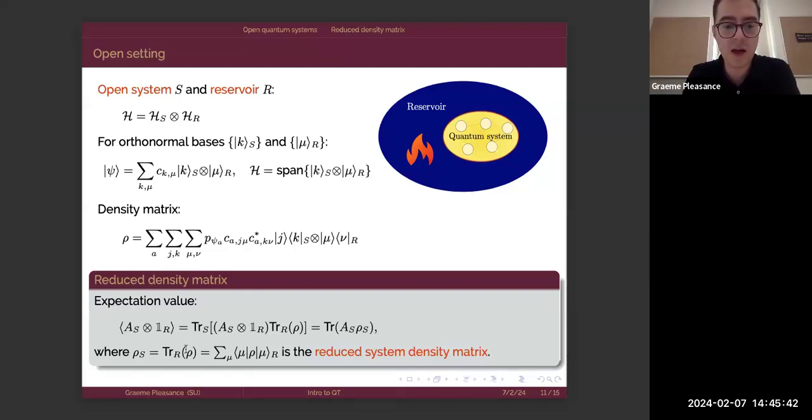And so you can see here that this reduced density matrix is an object of the open system alone. So in a way, what we're doing with this partial trace operation is taking our global system and then throwing away information about the reservoir, and then coming up with a state that only characterizes the properties of our open system alone. And so this density matrix is called the reduced density matrix.